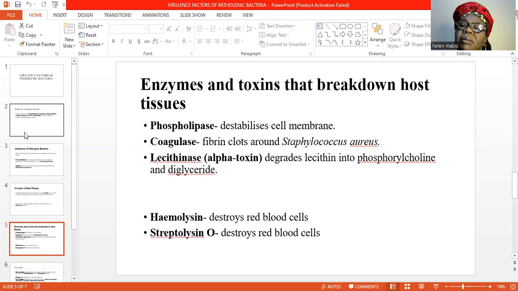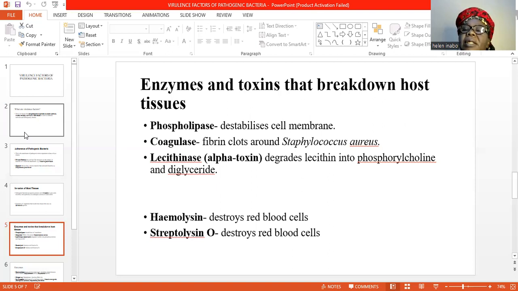which this pathogen, Staphylococcus aureus, uses to cover itself. That is, the fibrin clots formed are used to cover cells of pathogenic Staphylococcus aureus. This is because it's trying to avoid being phagocytosed by macrophages and neutrophils.